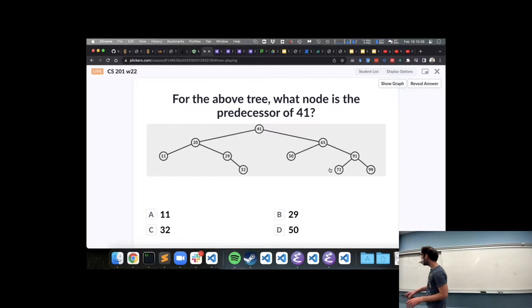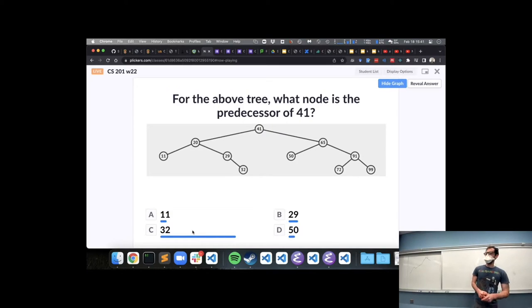Taking the other side, what is the predecessor of 41? Ben? That's the rightmost left descendant. Exactly. We just flipped our definition. Predecessor is the one that comes right before the node, and we find it by looking to the rightmost left descendant, the largest thing that is smaller than our node. That make sense? All right.